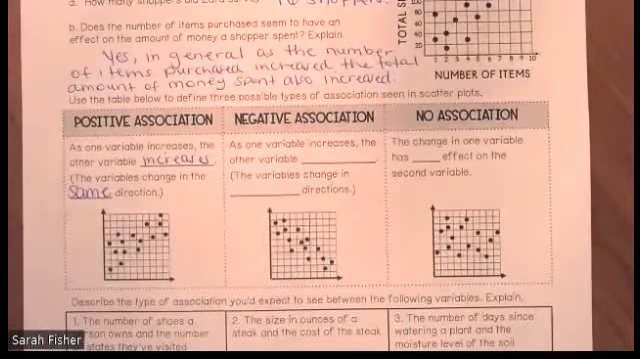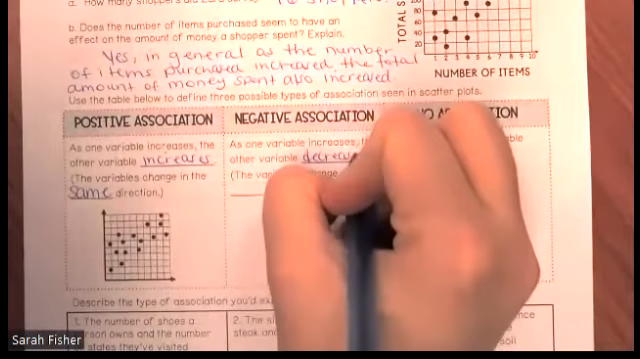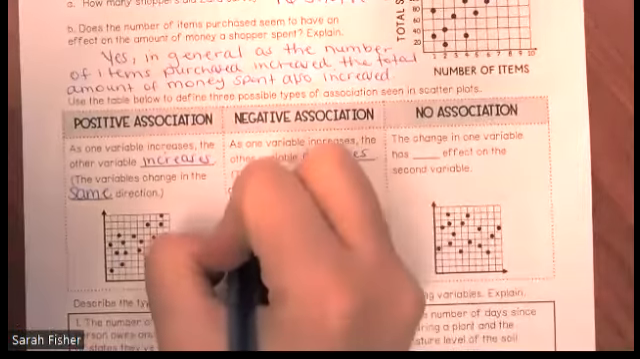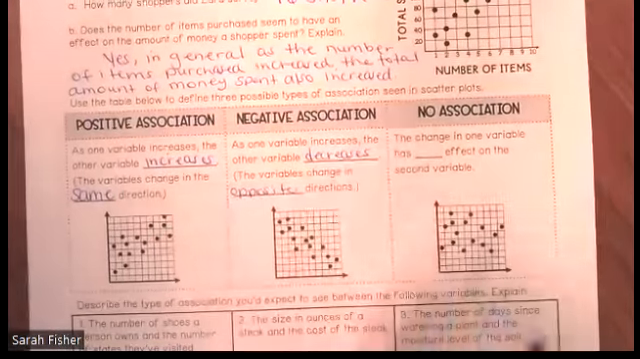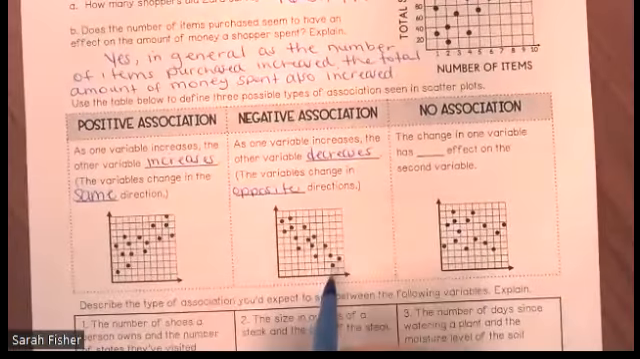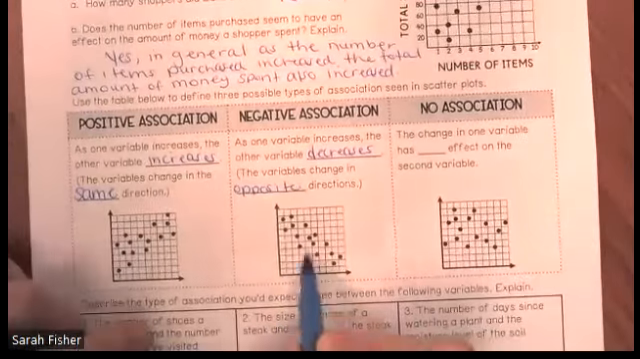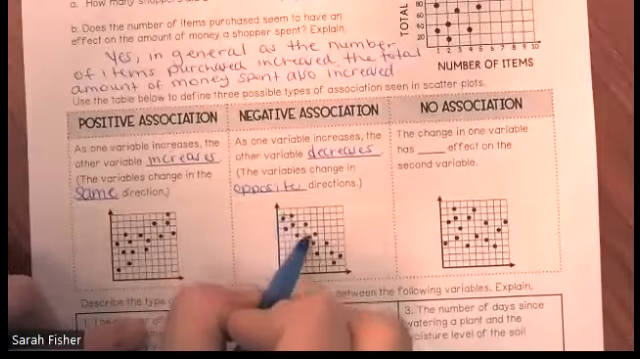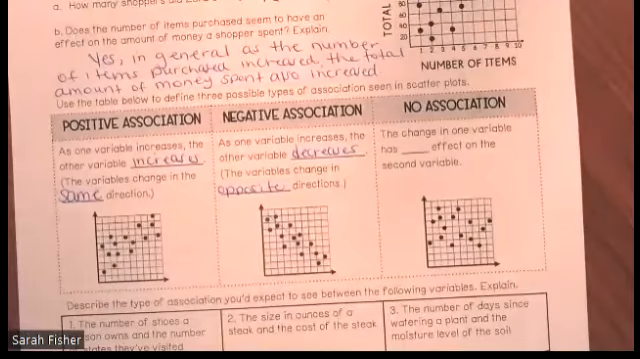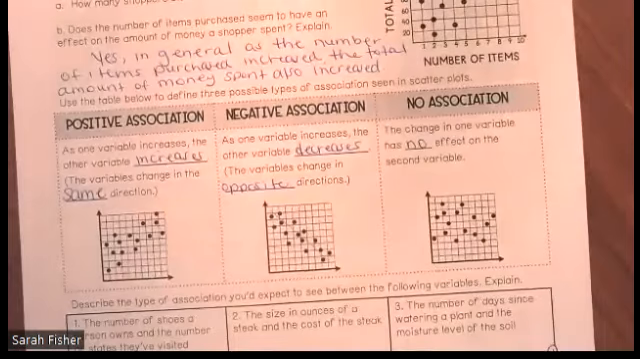Negative association happens when, as one variable increases, the other variable decreases. Variables change in opposite directions. So when the variables change in opposite directions, for example, the x-axis here is increasing as the y-axis is decreasing, you do get negative association. And no association means the change in one variable has no effect on the second variable.